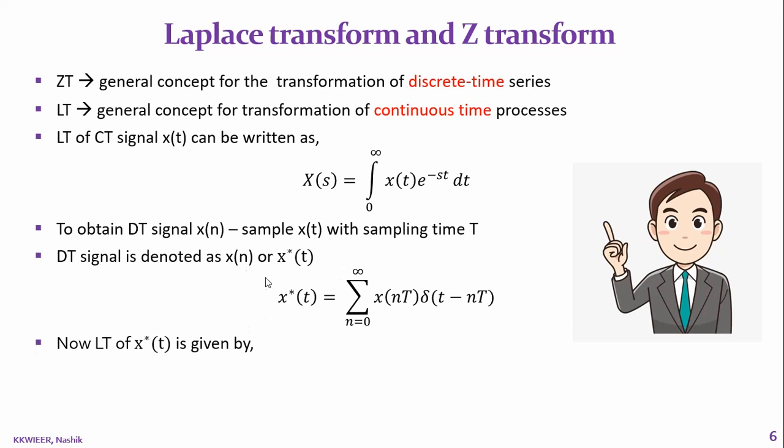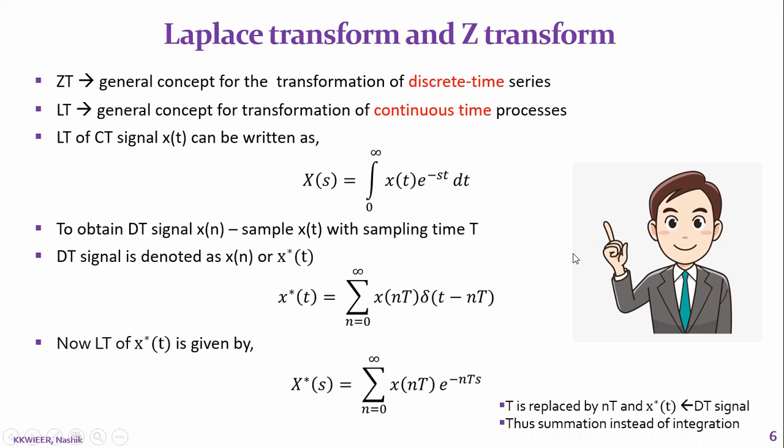Now the Laplace transform of this signal can be given as x conjugate of s equals summation n runs from 0 to infinity x of nT e raised to minus nTs. Now you can see on the right hand side x of n is there, that is a DT signal, that's why we have taken summation. If it is a CT signal, you have to take integration. Now t is replaced by nT and x conjugate is a DT signal. Thus summation is used instead of this integration.